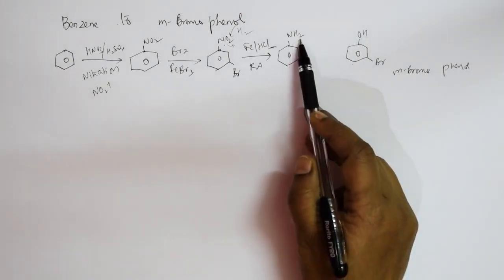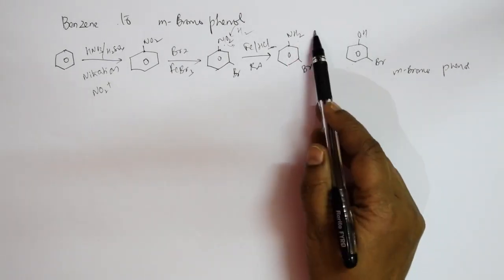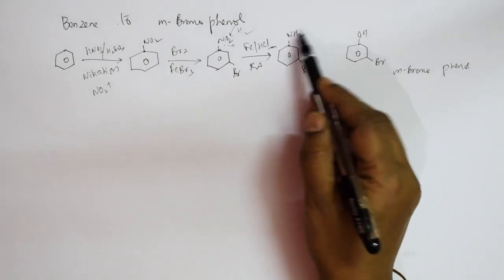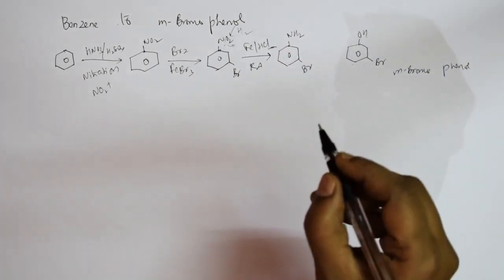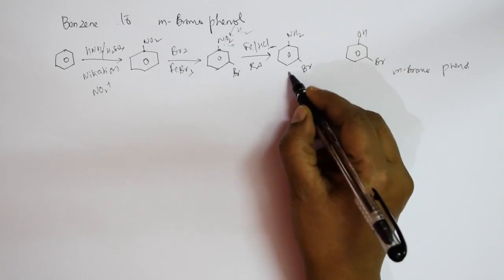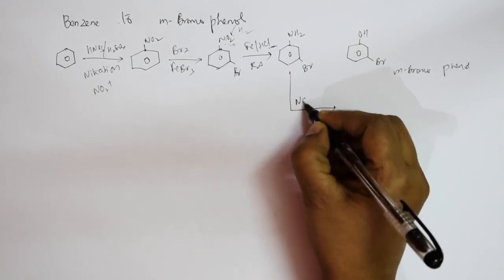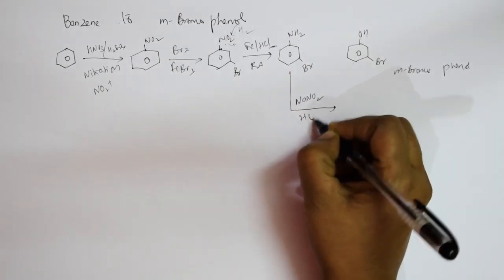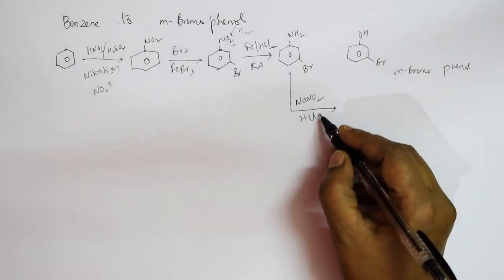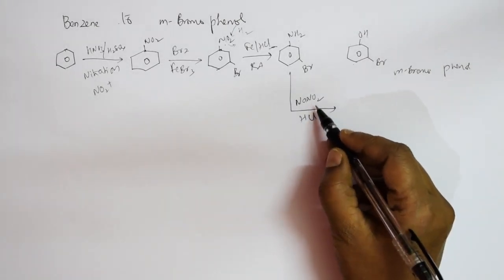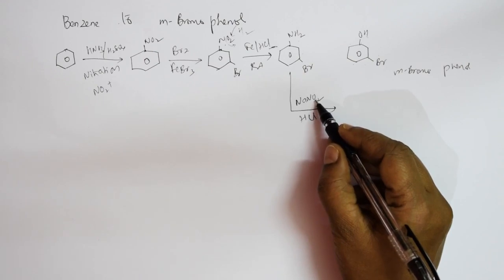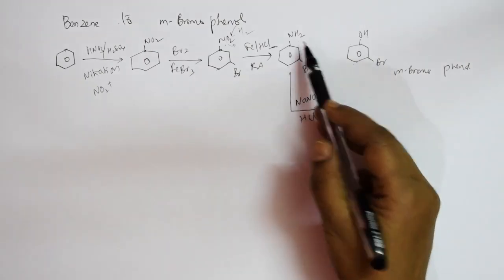So what is the thing I said? OH should be replaced by Cl. That means there should be a group which introduces Cl, isn't it? What is that group? I'll go with a reaction where I'm introducing NaNO2 and HCl. When I take NaNO2 and HCl, what will happen? Yes, simple, isn't it? We are going to convert using Sandmeyer's reaction. We are going to convert amines to BDC.